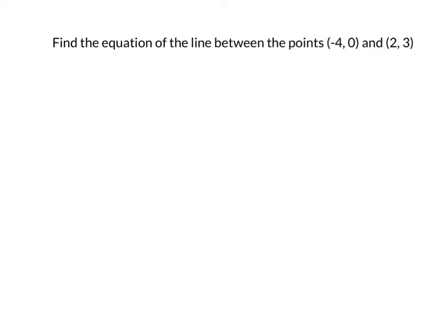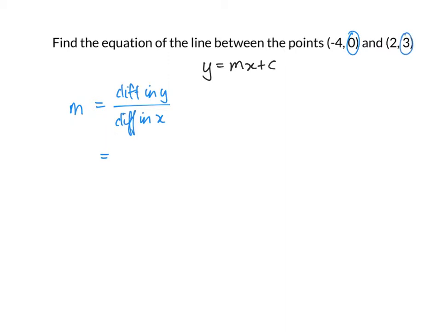Just a second example, same sort of thing. Again, we're going to base it on y equals mx plus c. The first thing I want to do is find what the gradient is. So the gradient m is the difference in y over the difference in x. Our y coordinates are 0 and 3. So I'm going to put 0 minus 3. The x coordinates are -4 and 2. So it's -4 take away 2.